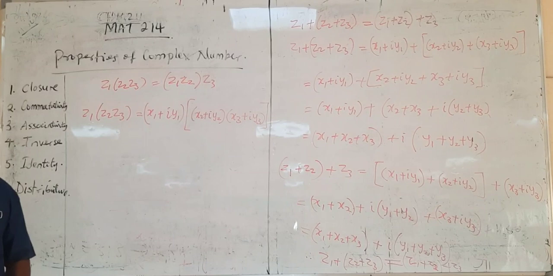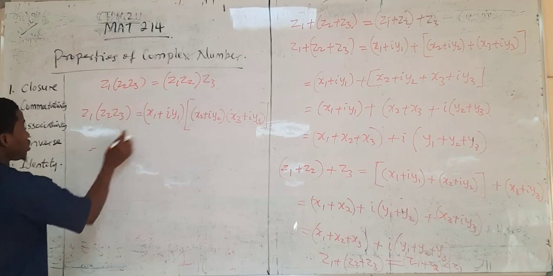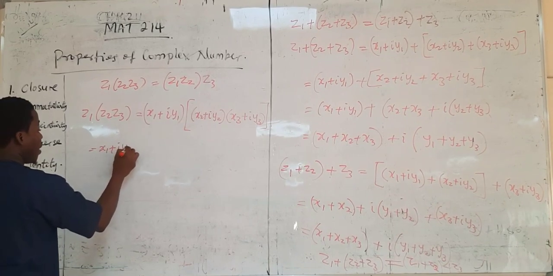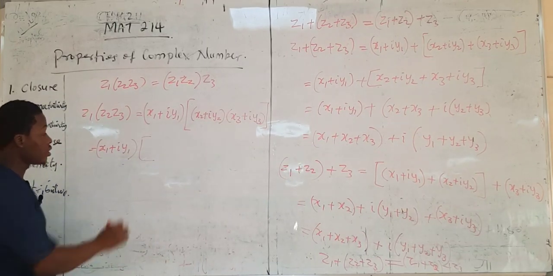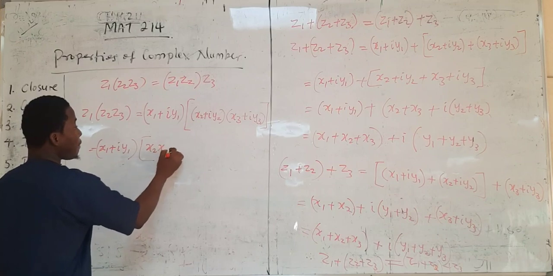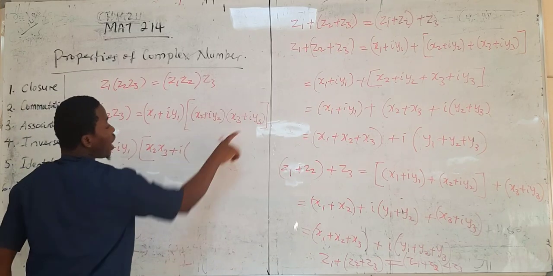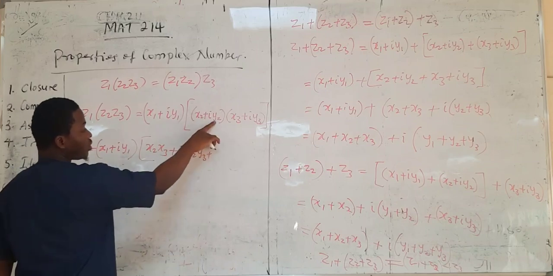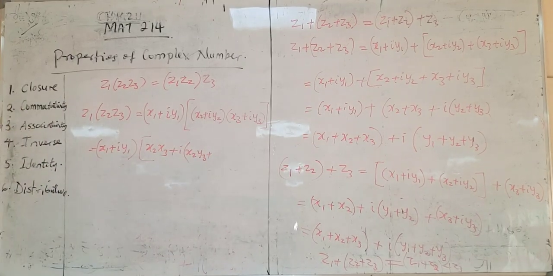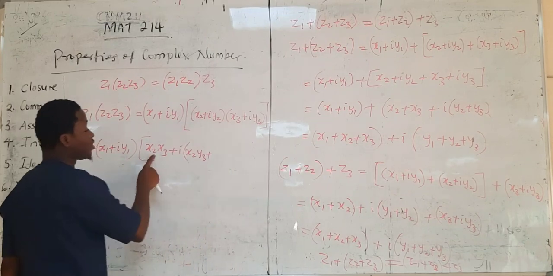Now for us to do this expansion as fast as possible, we need to jump some procedures. So this is x1 plus iy1. Let's do this: this is x2, x3 plus i(y2, x2, y3). Remember this times everything here, so I have x2, x3.